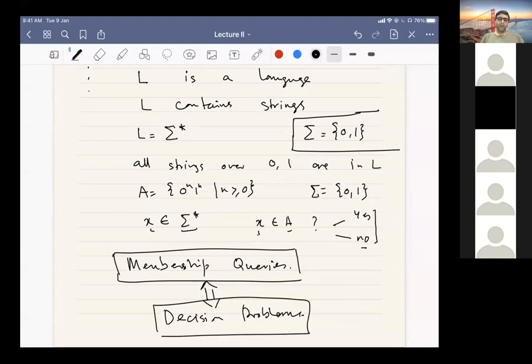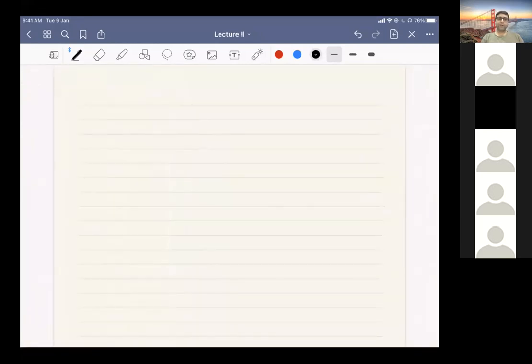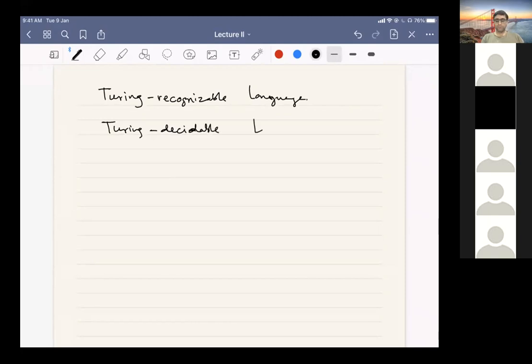Now with this, we turn our attention to two different kinds of languages that we encountered last time. One was the Turing recognizable languages, and the other was Turing decidable languages. Let me explain what these two types of languages are in a little bit more detail, and then we will continue our discussion.